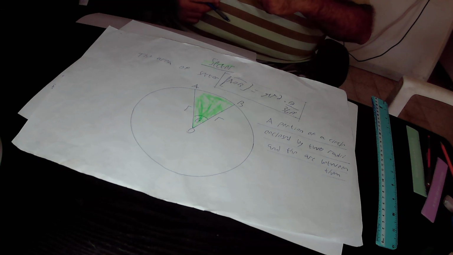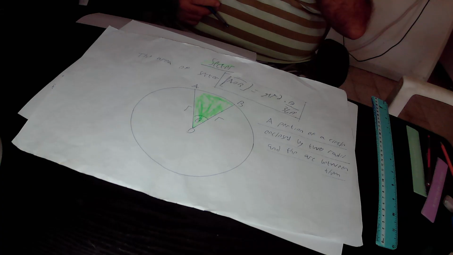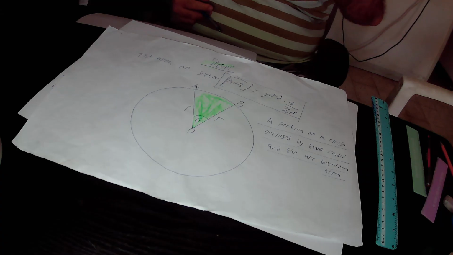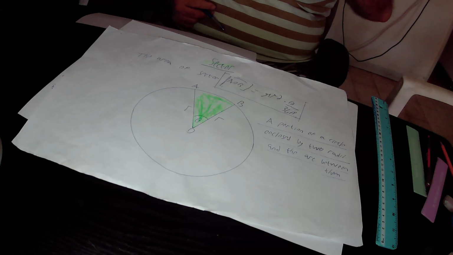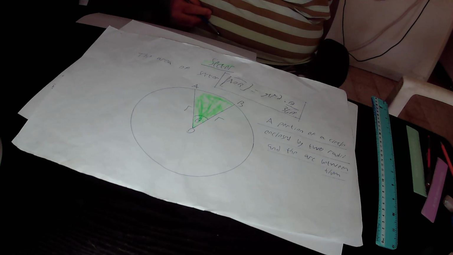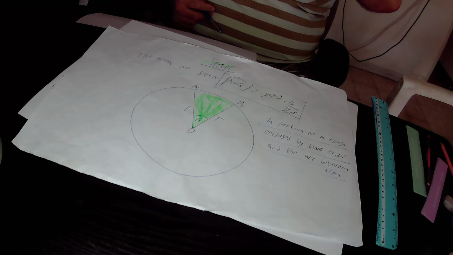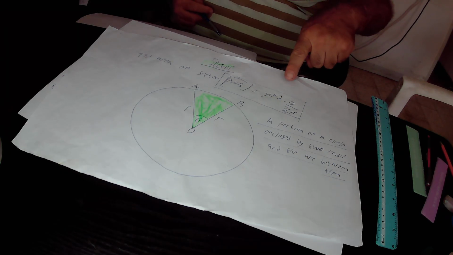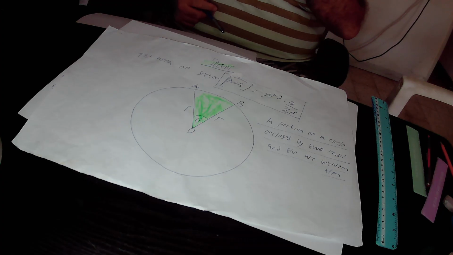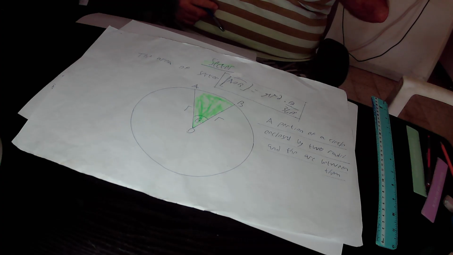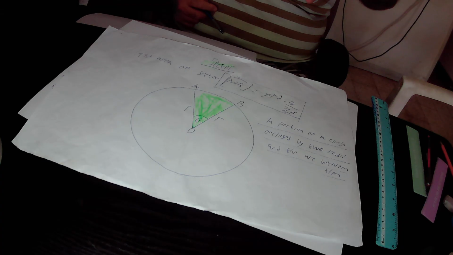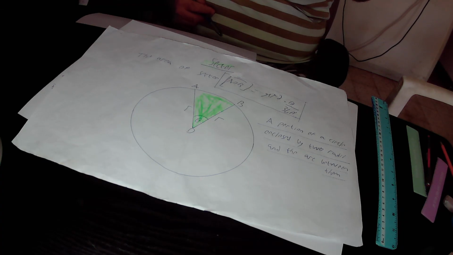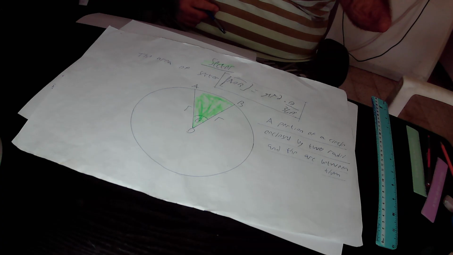The area of this sector AOB equals pi r squared, that is the area of the circle that contains the sector, r being the radius of the circle, times the angle between the legs of the sector, that is theta, over 360 degrees. Again, the area of a sector equals pi r squared times theta over 360 degrees.